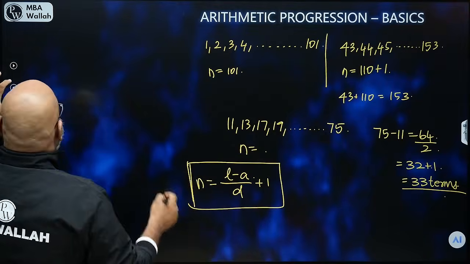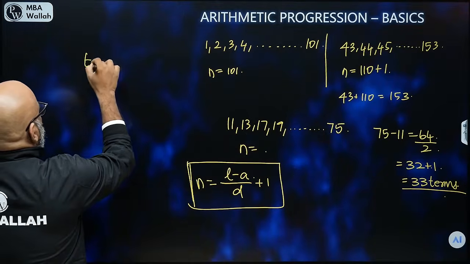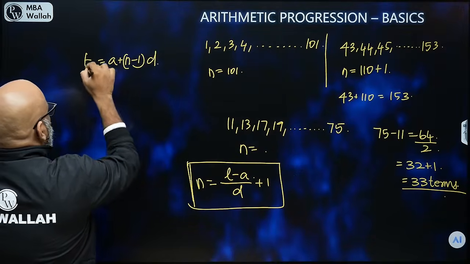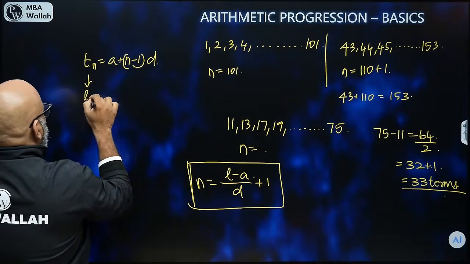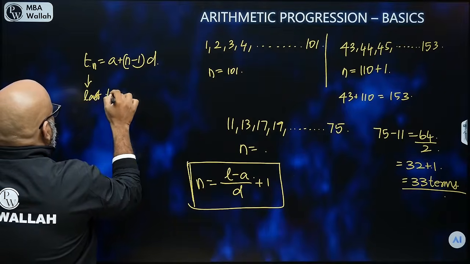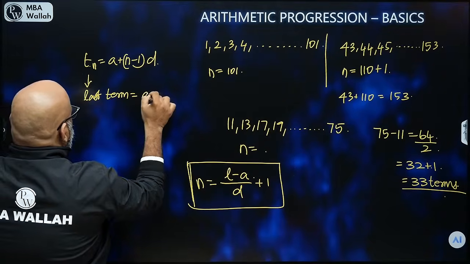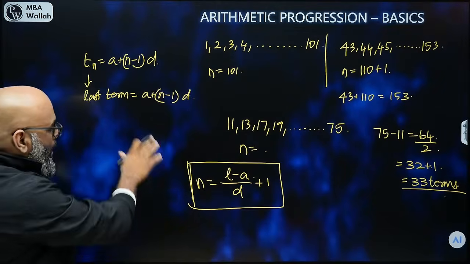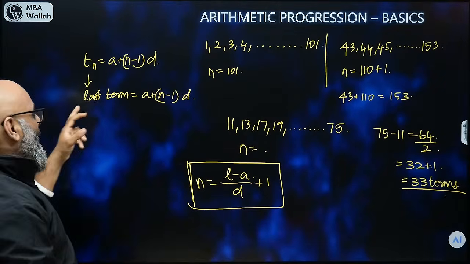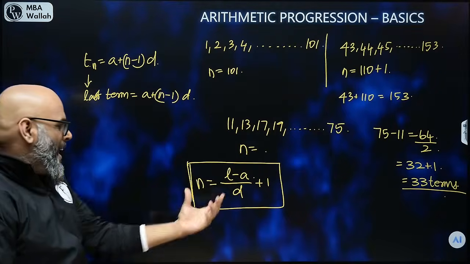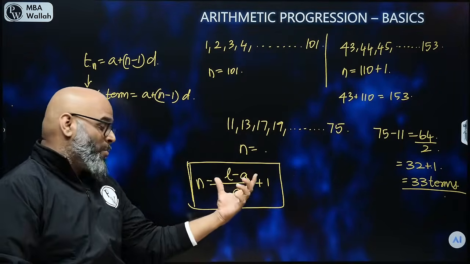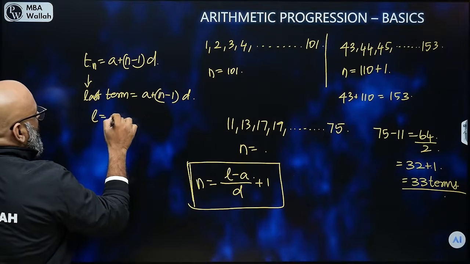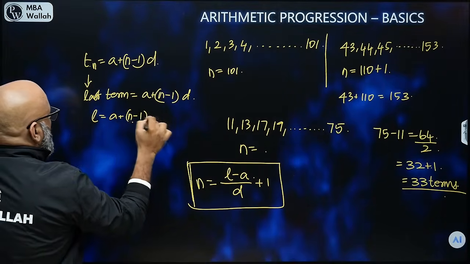the nth term, Tn is equal to A plus (n minus 1) into D. If I call Tn the last term, it is equal to A plus (n minus 1) into D. The derivation comes from here only. But rather than deriving it from here, I want to understand the logic. I want you to understand why we do this. So if you do this, L is equal to A plus (n minus 1) into D.